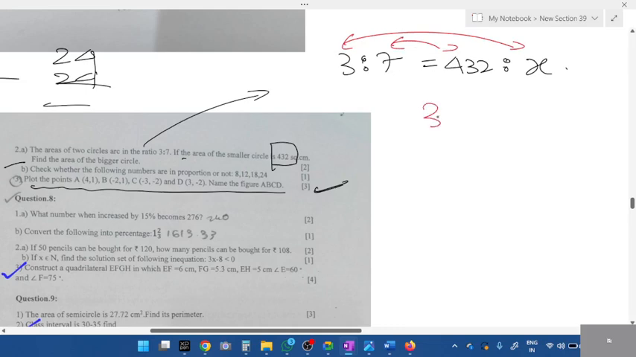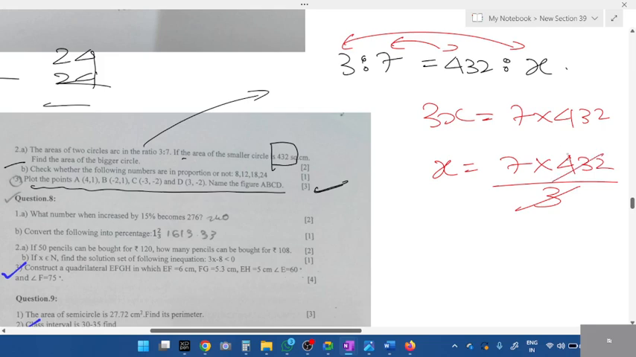So multiply 3 into x is equal to 7 into 432. If you want to find the value of x, x is equal to 432 divided by 3. 3 fours are 12, so 144. x is equal to 7 into 144, you'll get the answer. Try this, students. Complete it. This is the area of the bigger circle. See, smaller circle right in this place, bigger circle, take it as x.